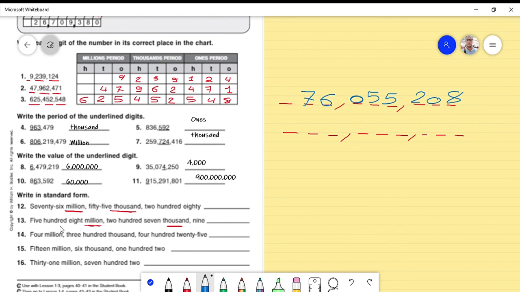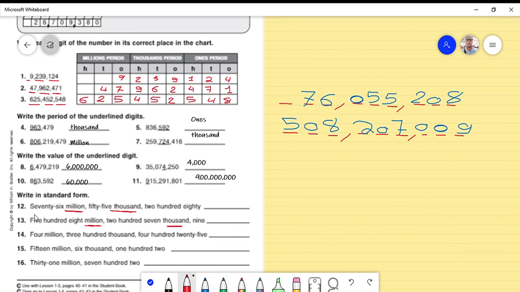508 where? In the million. 508 in the million. What else? 207,000. 207,000 and 9, which means 9 in the ones. And replace the others by 0.